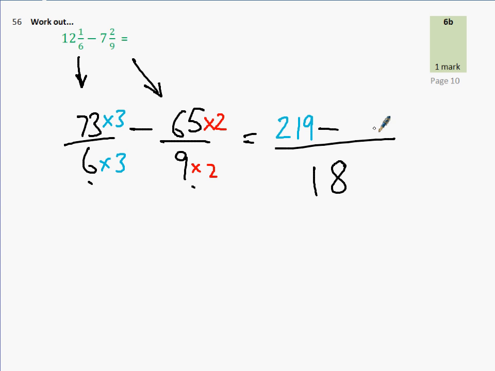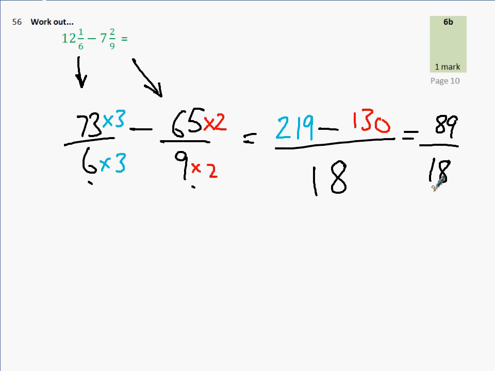And then we're taking away 65 times 2, which is 130. 219 take away 100 is 119. 119 take away 30 is 89. So this equals 89 over 18.